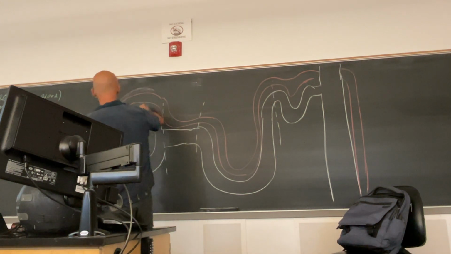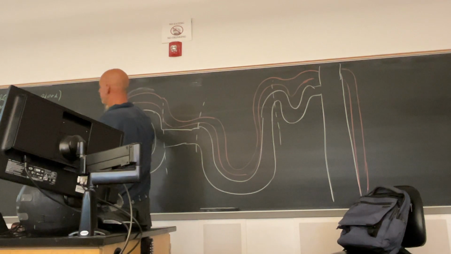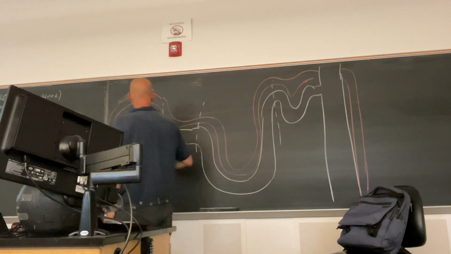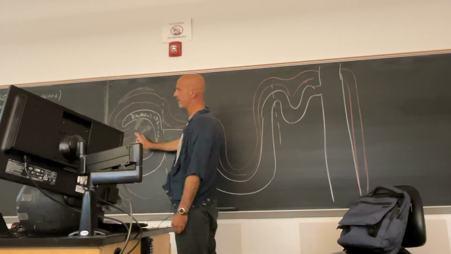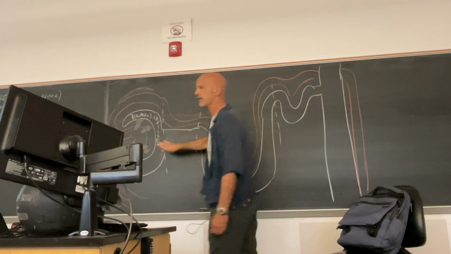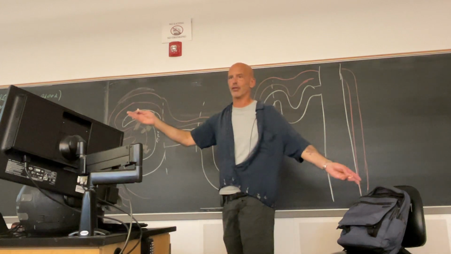So this region over here is your Bowman's capsule. That's just the place that's receiving that filtrate over here. And then there are going to be the tubules. So there's a capsule, and the rest of it is your convoluted tubules.